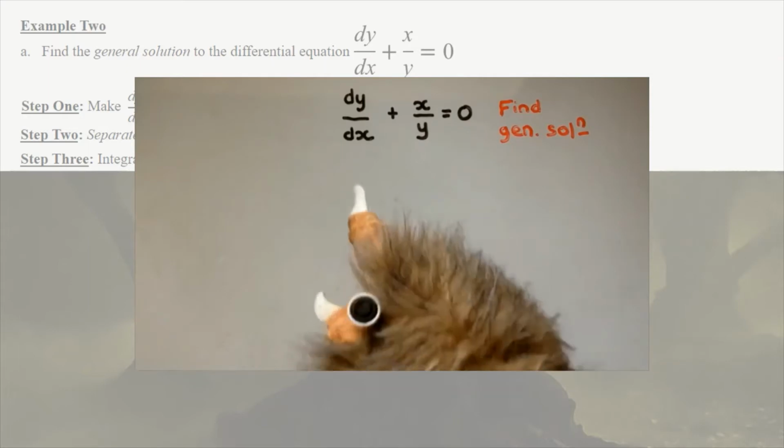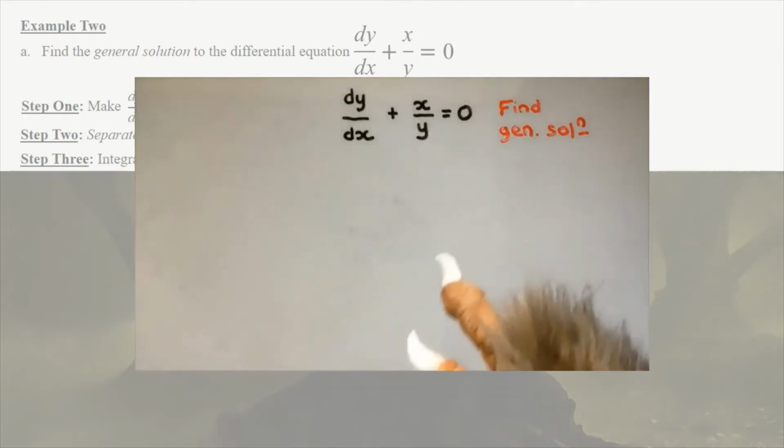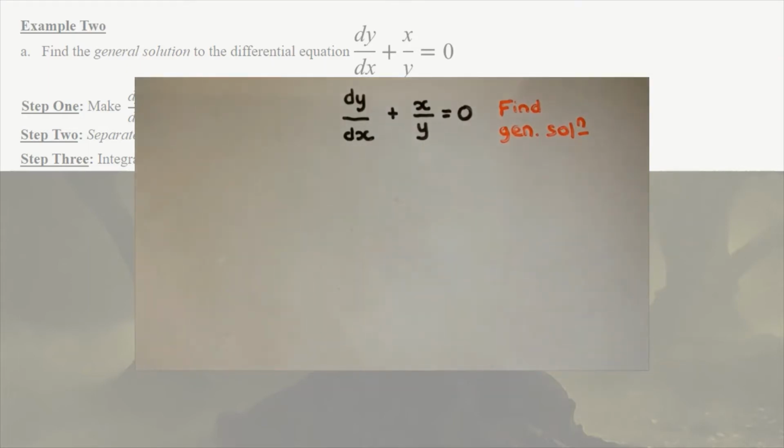Okay, so we can see we've got dy by dx plus x over y is equal to 0. So I'm going to subtract the x over y from both sides of this equation first.